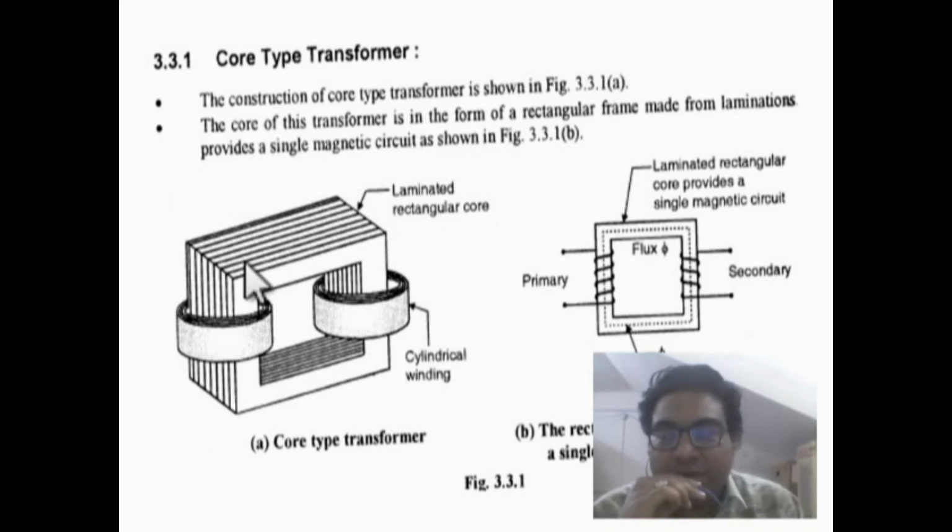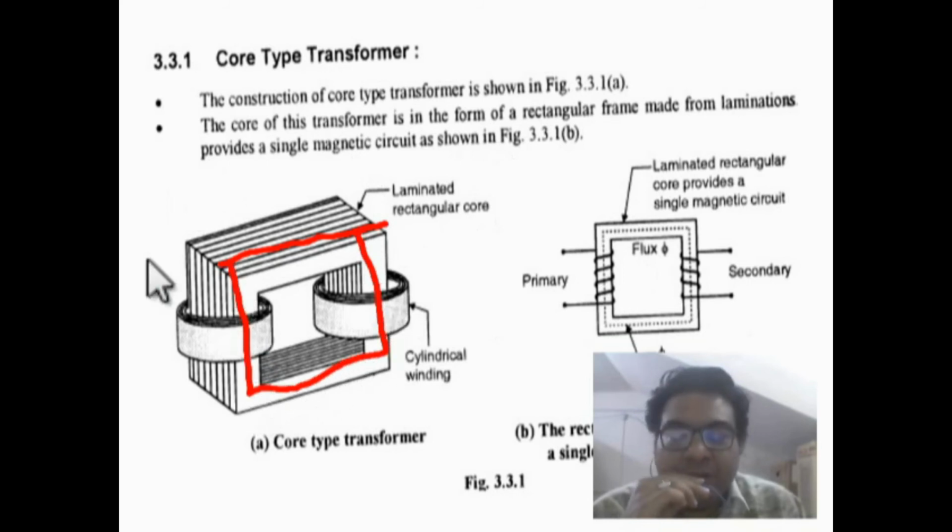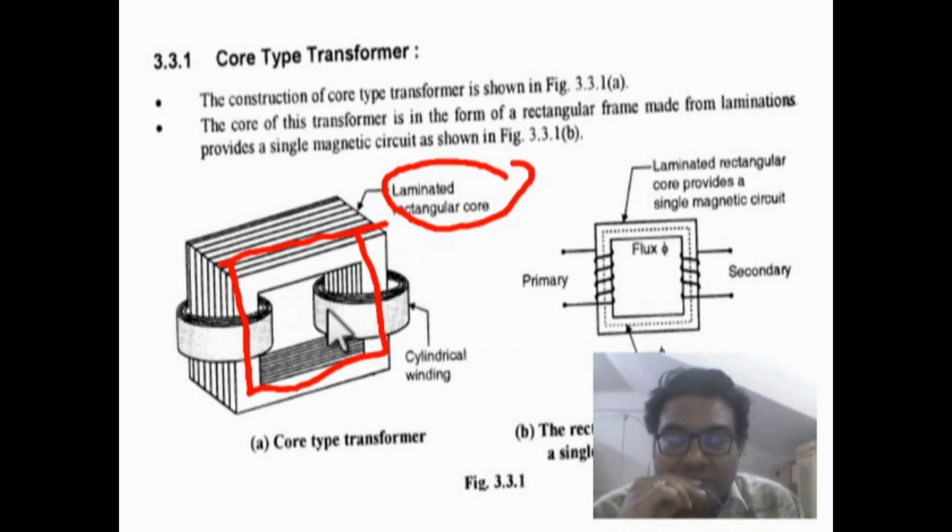See, this is the rectangular frame. This is the core of a transformer made of silicon steel, made from laminations, which provides a single magnetic circuit. So this is called a laminated rectangular core, and there will be windings wound on each limb of the rectangular transformer core.